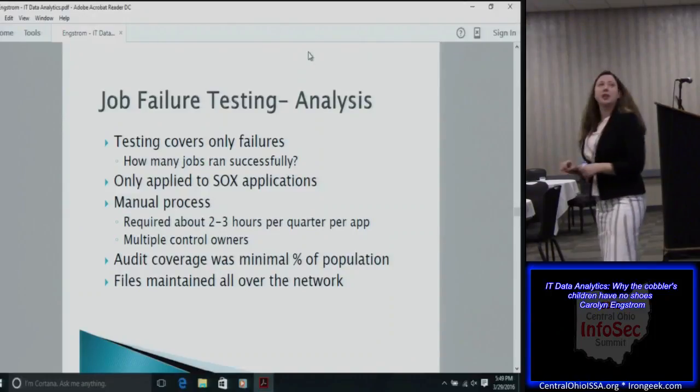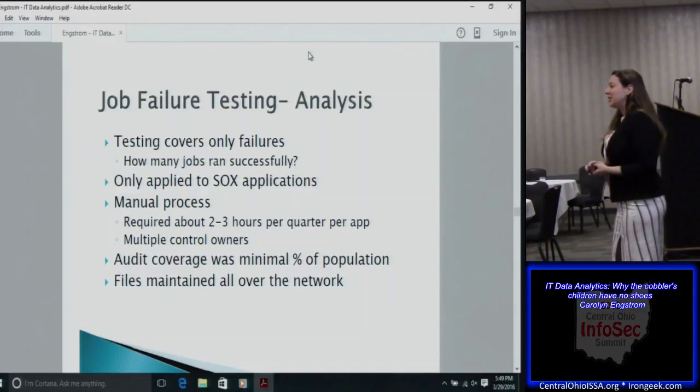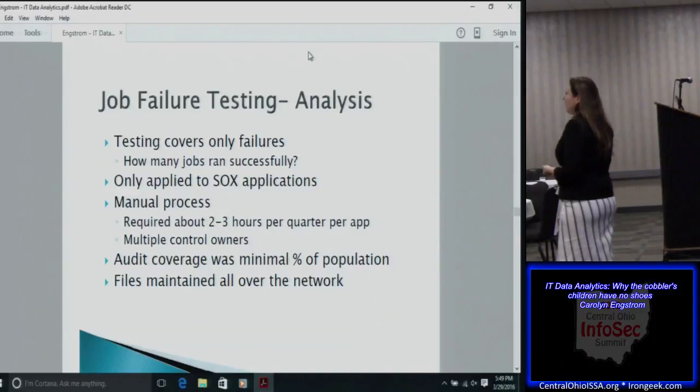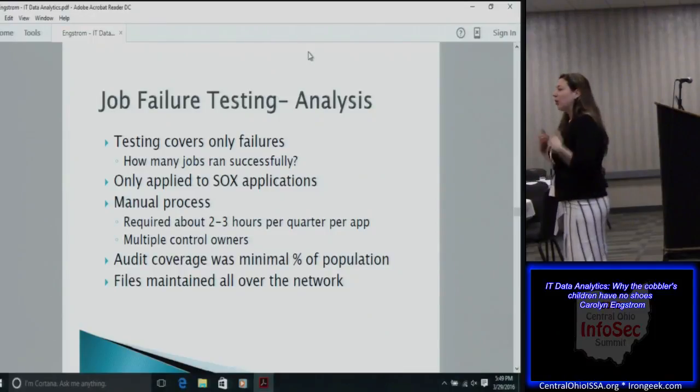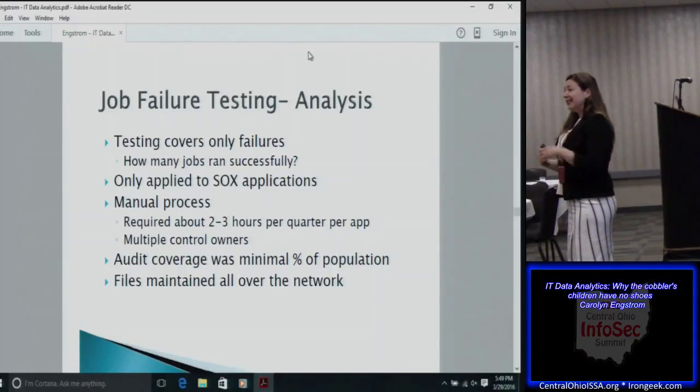Nobody knows the answer. It only applies for our software applications. And if you think about jobs, a lot of them are interfaces for data integrity purposes. We're a utilities company.